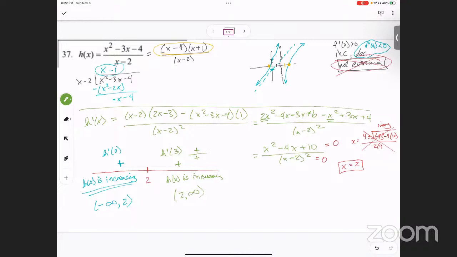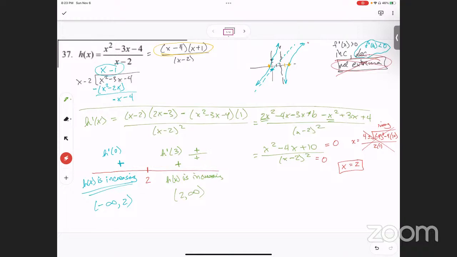Well, if it's increasing on the left and increasing on the right, is there a max or a min? In order for there to be a max or a min, it would have to be increasing and then decreasing, or decreasing and then increasing. But because it's increasing on both sides, we know there's no max and there's no min.